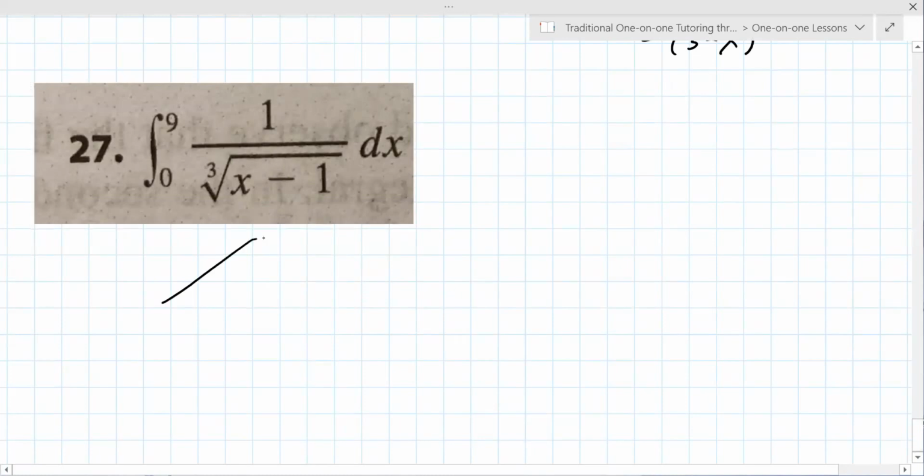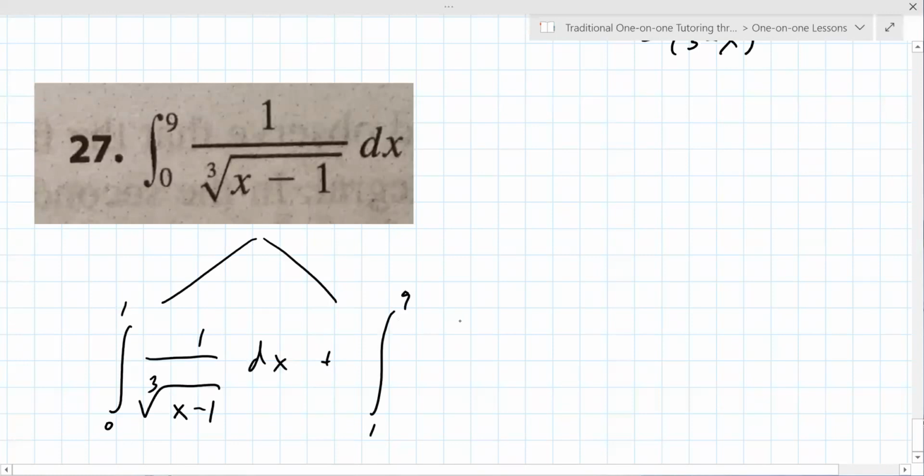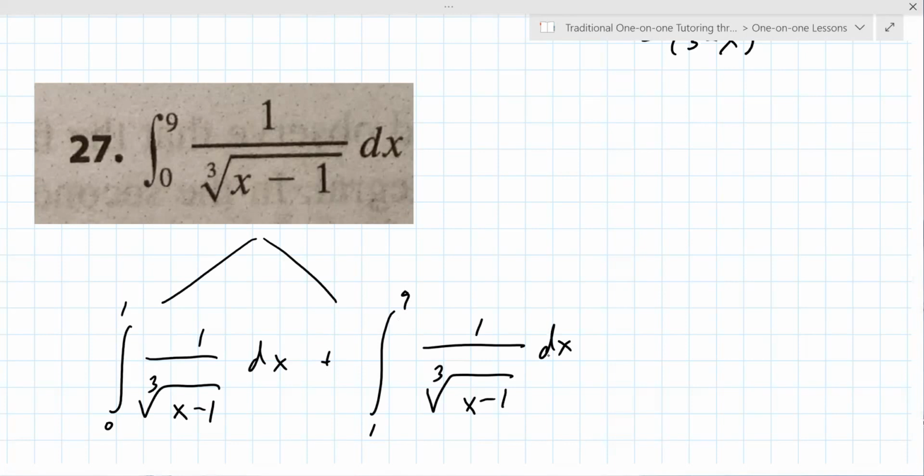1. So it's the integral from 0 to 1 over the cube root of x minus 1 dx plus the integral from 1 to 9, 1 over the cube root of x minus 1 dx. That's your first step. You break it up because of those vertical asymptotes. There's a vertical asymptote at x equals 1.